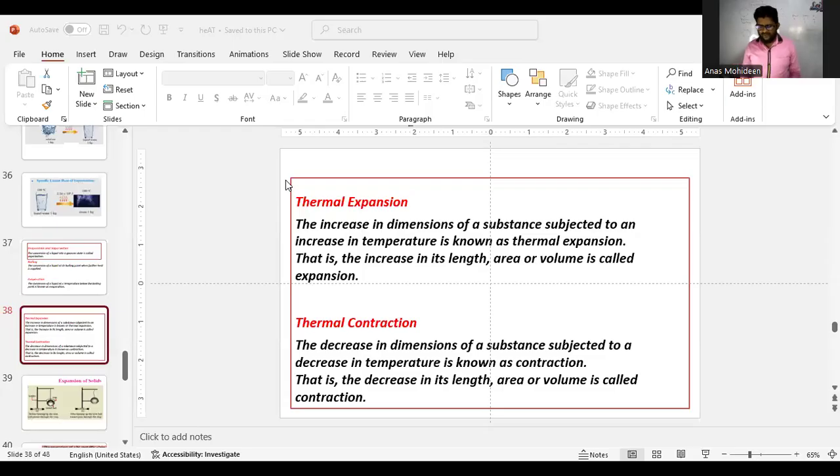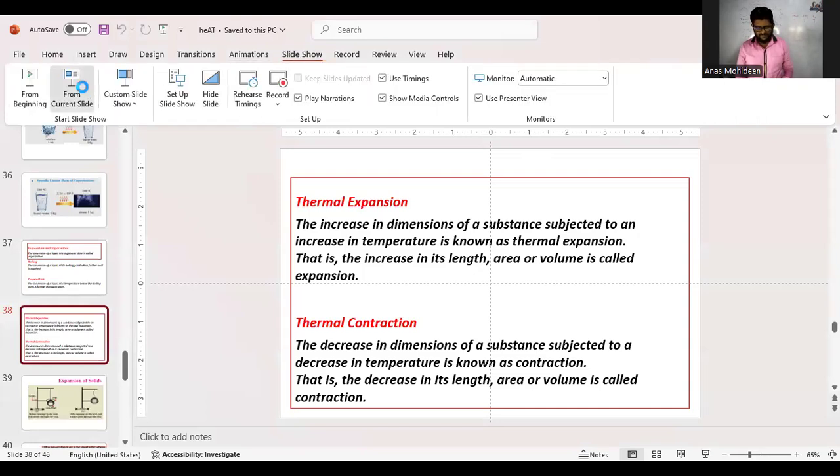So the first two lines are given. Can you see on your tube? Thermal expansion and thermal contraction it is giving you. So could you please underline them? What is thermal expansion? What is thermal contraction? It is given. Please underline them.